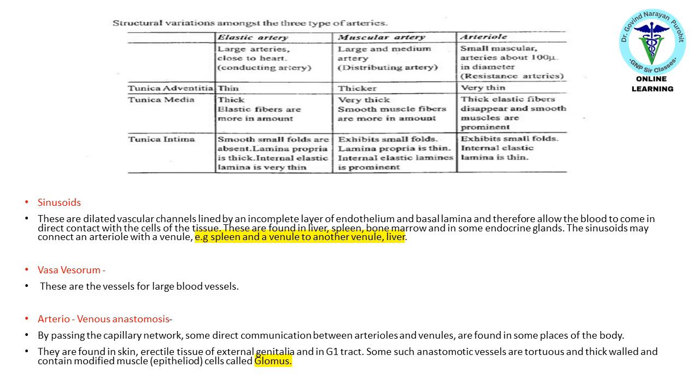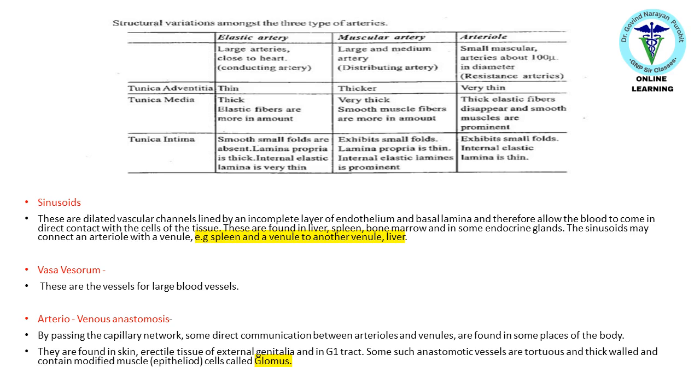Sinusoids. These are dilated vascular channels lined by an incomplete layer of endothelium and basal lamina and therefore allow the blood to come in direct contact with the cells of the tissue. These are found in liver, spleen, bone marrow and in some endocrine glands. The sinusoids may connect an arteriole with a venule, e.g. spleen, and a venule to another venule, liver. Vasa vasorum. These are the vessels for large blood vessels.